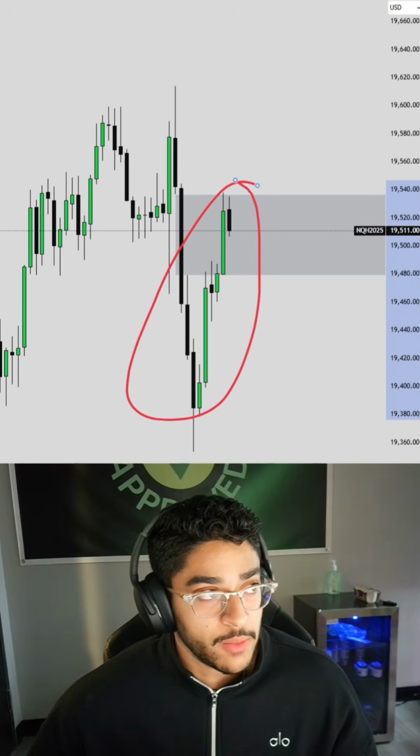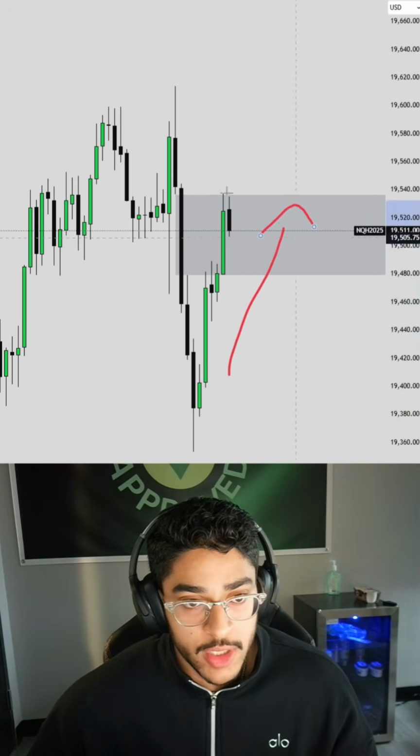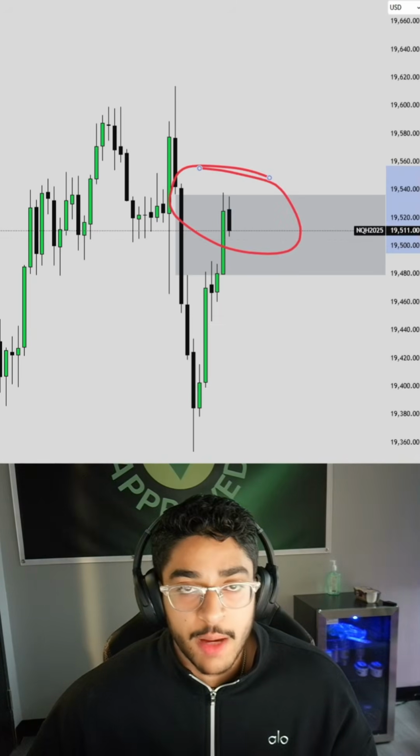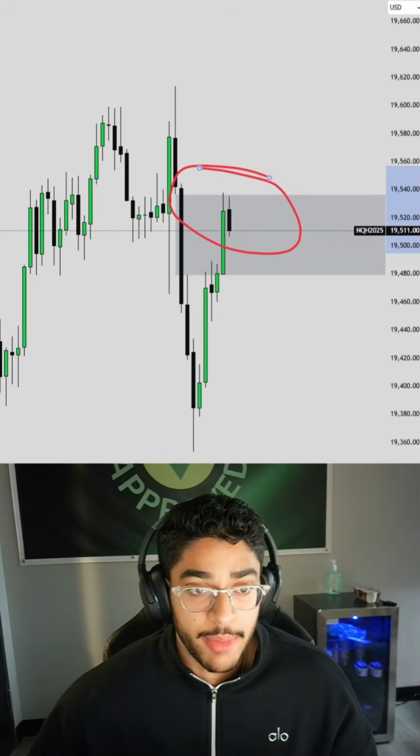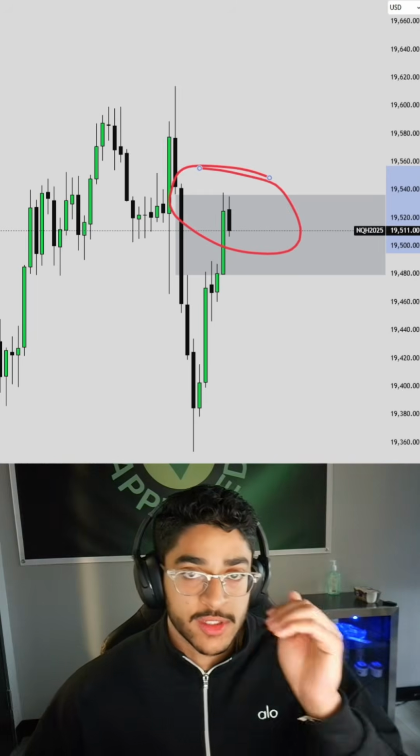Coming back to this example, we can see that the market did form a slight bullish trend, but so far we're rejecting this upper bearish FVG. So a bearish PD array is holding. We just need to see if this will push us back down.